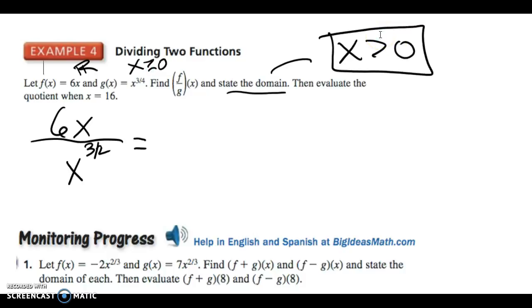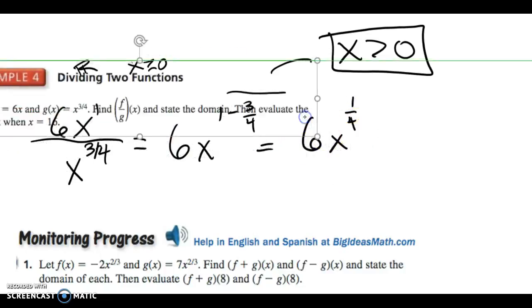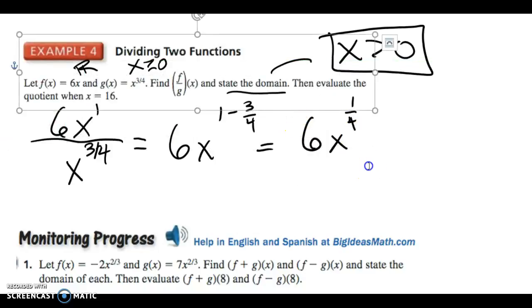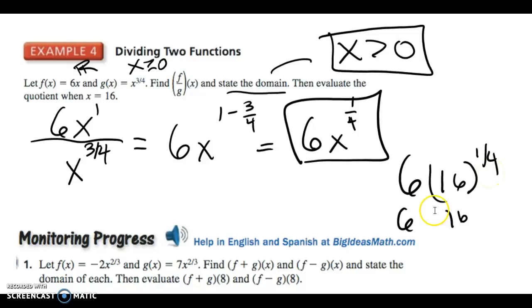But let's simplify this division. I have x's on top and bottom, so when we divide we're going to subtract exponents, so we're going to do 1 minus 3/4. And 1 take away 3/4 will be 1/4. We can then evaluate by plugging 16 in. 16 to the 1/4 is really the 4th root of 16, which is 2. So 6 times 2 will get 12.